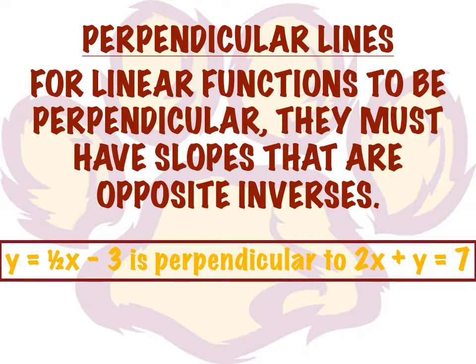Perpendicular lines are lines that intersect at 90-degree angles. For linear functions to be perpendicular, they must have slopes that are opposite inverses. What that means is the slope gets flipped and the sign gets changed. So in the example, you see y equals 1/2 x minus 3 is perpendicular to 2x plus y equals 7. The first equation has a slope of 1/2, and the second equation would have a slope of negative 2. So it gets flipped and the sign is changed.